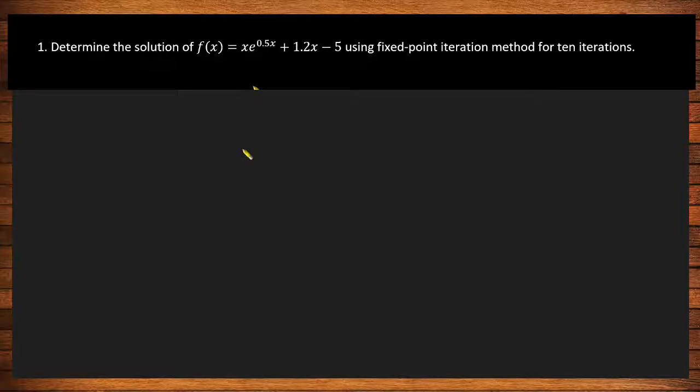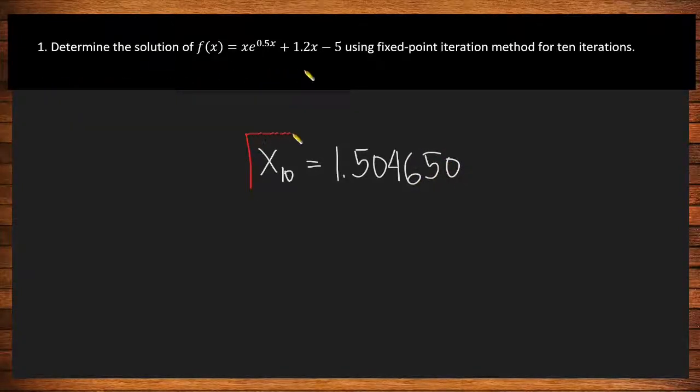And now, after 10 iterations, we have the value for our estimated solution, and that is equal to 1.504650. So again, yung pwede nyong gawin dito is you can try to use the other forms na na-formulate natin kanina and then apply the fixed point iteration method. So tingnan nyo kung magda-diverge ba or magko-converge din yung makukuha nyong mga values.